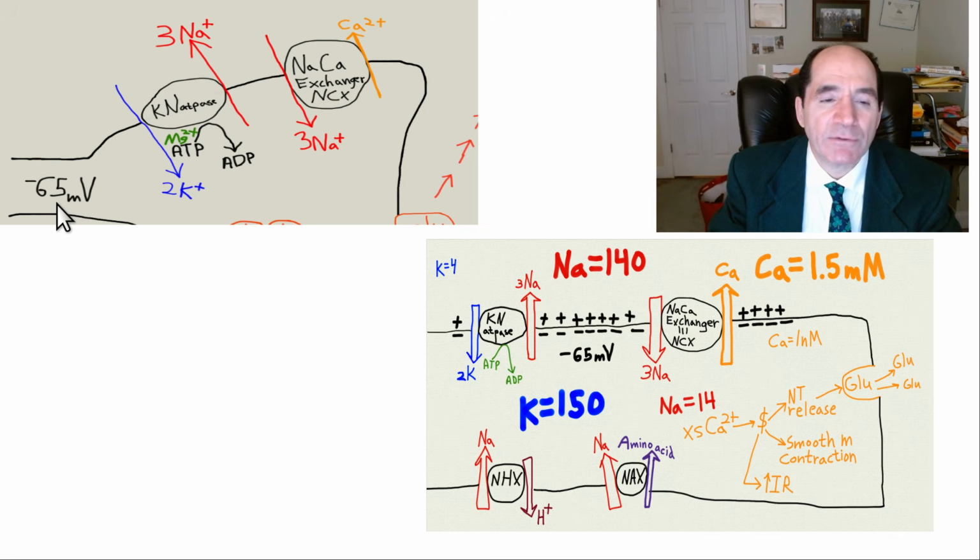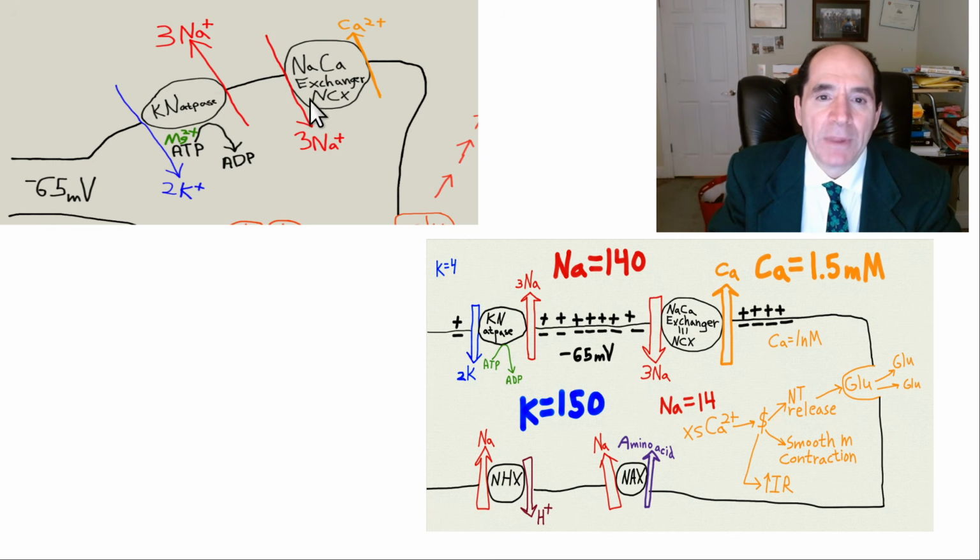It creates a negative gradient in the cell, negative 65 millivolts. Okay, and that is an electrical gradient. There's also a concentration gradient because a lot of sodium is pumped out. So sodium becomes 10 times higher in concentration outside the cell than inside the cell. And then you can harvest that gradient by allowing sodium to enter the cell.